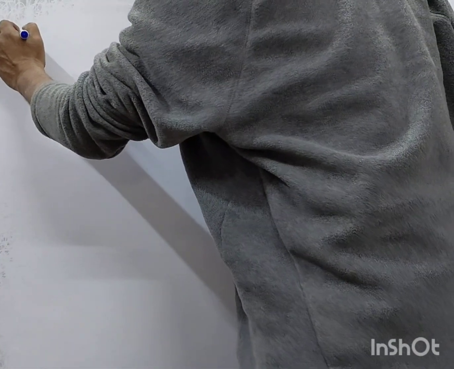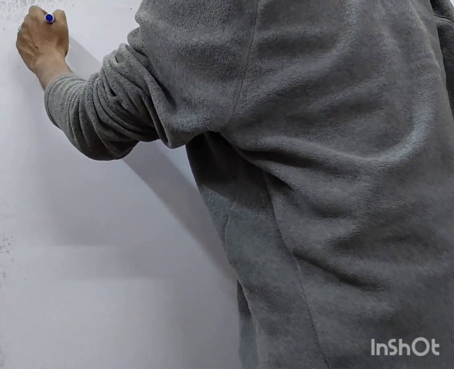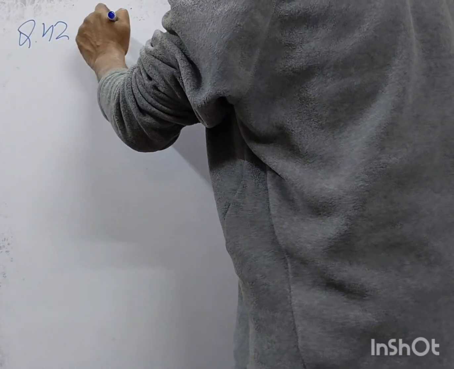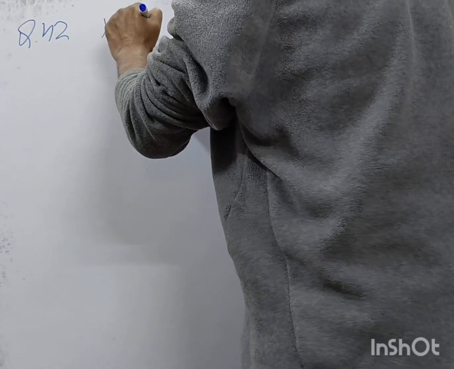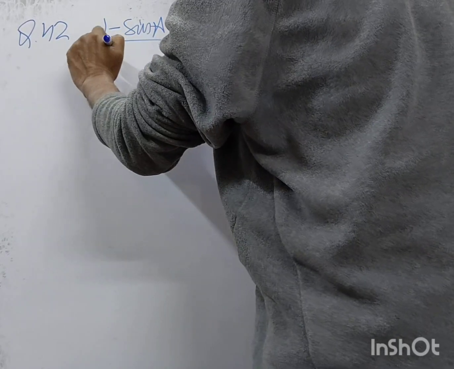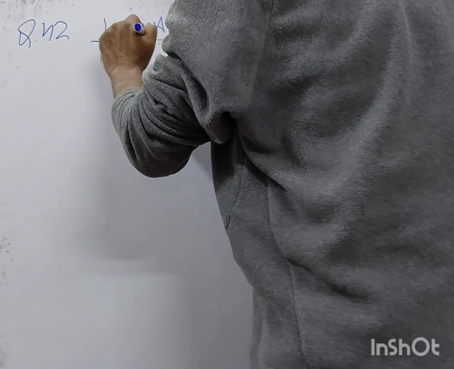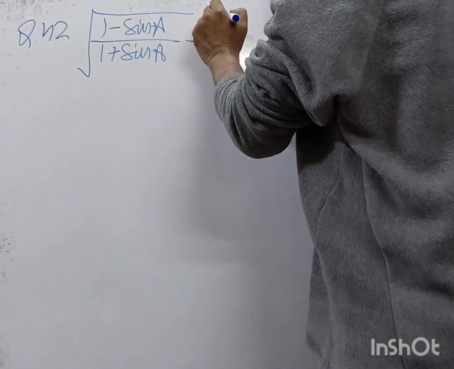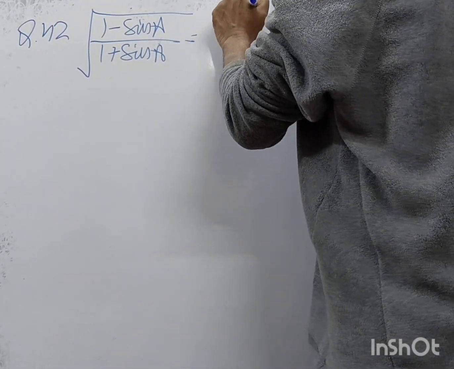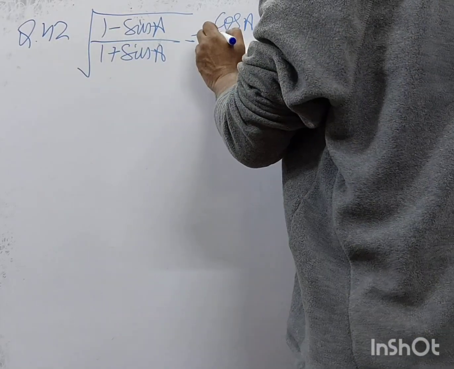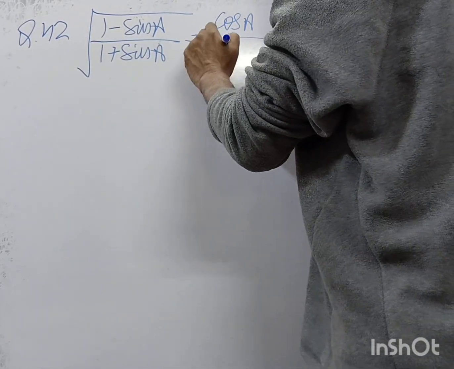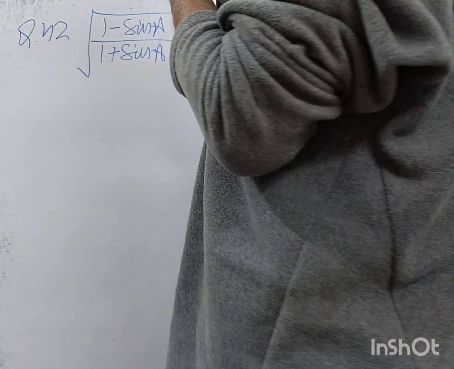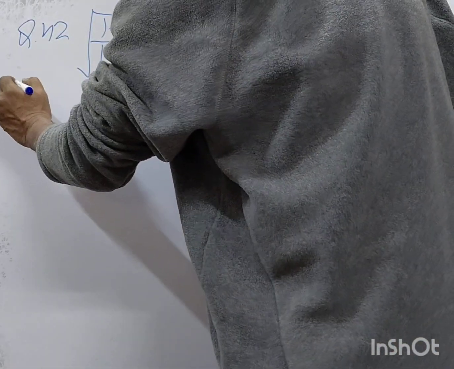Question number 42. Prove that square root of (1 minus sine A upon 1 plus sine A) is equal to cos A upon 1 plus sine A.